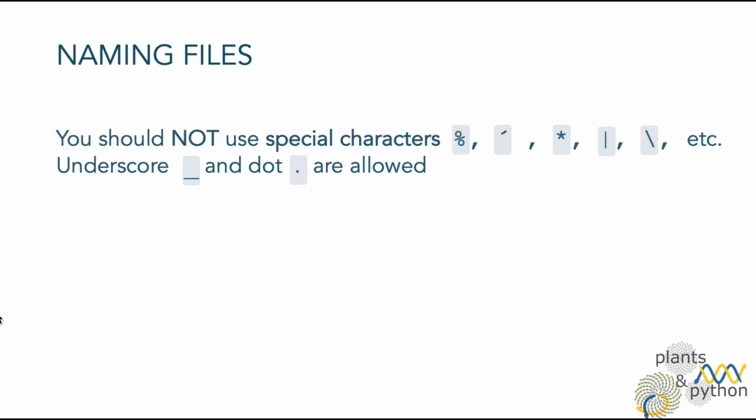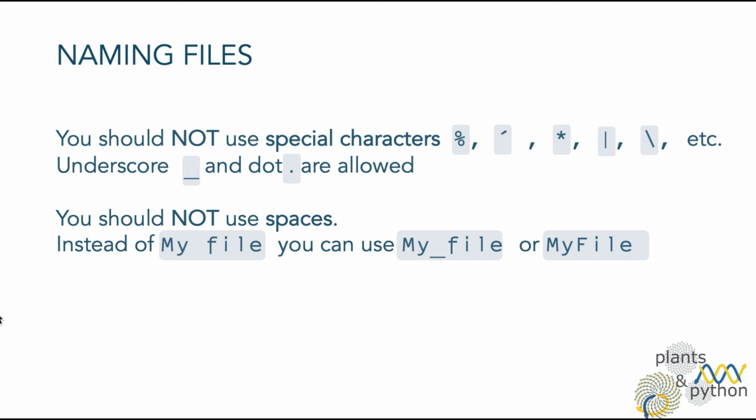Now we're going to create our first file. Make sure you don't use special characters in the file or folder names, as they have special meanings for the system. Underscore and dot are allowed characters. You should not use spaces either. Instead of "my file" with a space, you can use my_file or myfile altogether.